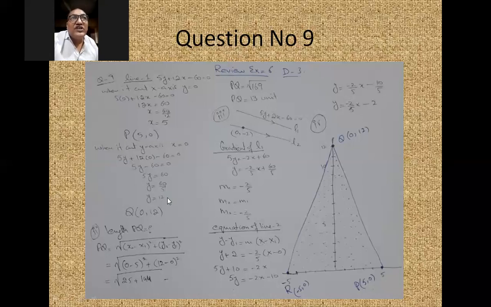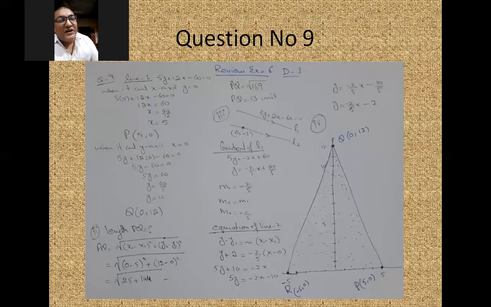So y is equal to 60 divided by 5. So y is equal to 12. So the coordinates of the point Q will be 0, 12. So this is the first part of question number 9. In the second part of question number 9, he says, find the length of the PQ.